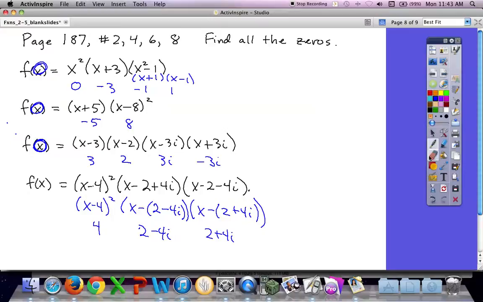And let me erase this little stray mark there. Okay, that's right.